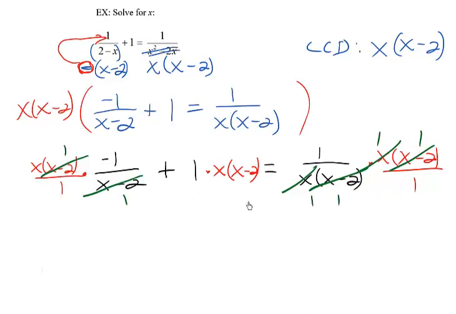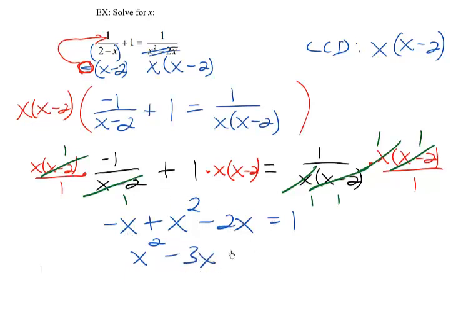Look across the board, there's no fractions anymore. That was the whole point. Let's see, from this first guy, the only thing that's left is x times negative 1. X times negative 1 is negative x. From this guy, it's just x times x minus 2. I might as well work that out. That would be x squared minus 2x. And from the other guy, everybody went out. I just have 1. Once again, I got a quadratic equation here, so I'll need to solve that in the standard quadratic way. I've got x squared minus 3x equals 1.